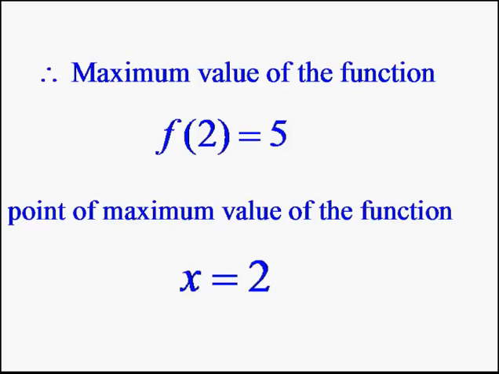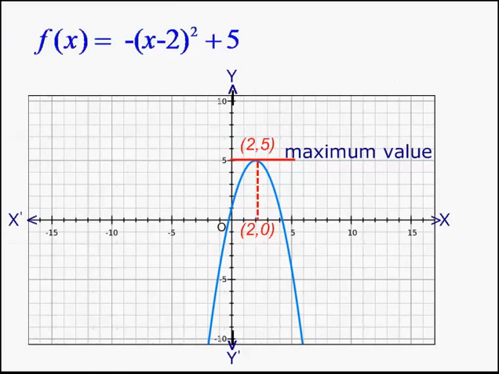Now, the same thing we can understand graphically. Here is the graph of the function, which is a downward parabola. We can clearly see the highest point of the graph as (2, 5). This says that at x equal to 2, 5 is the maximum value of the function.